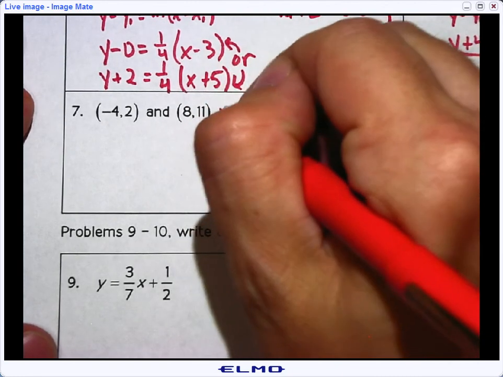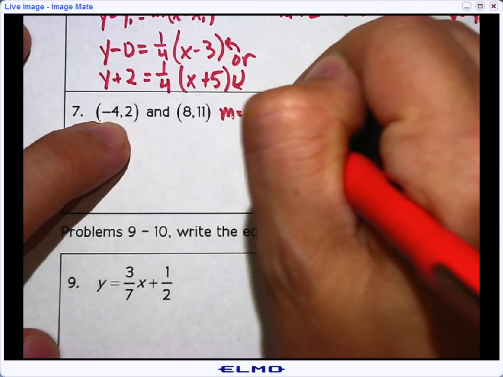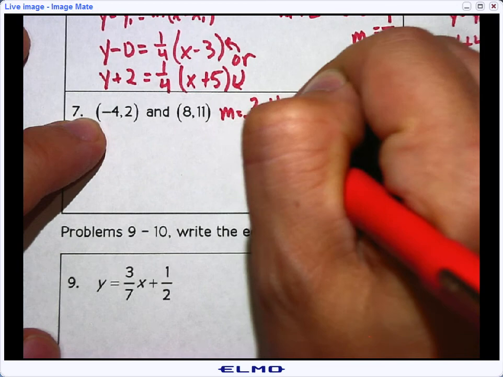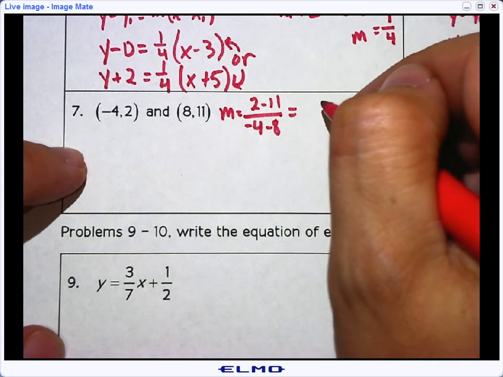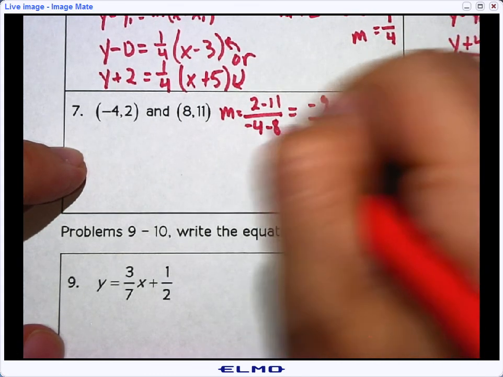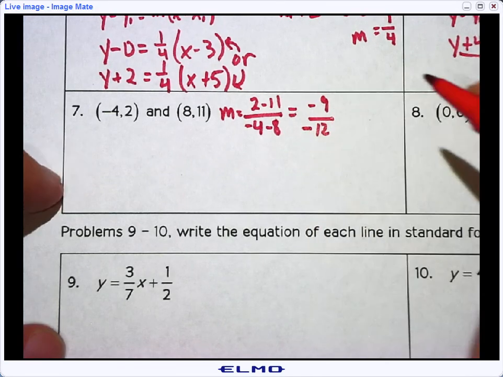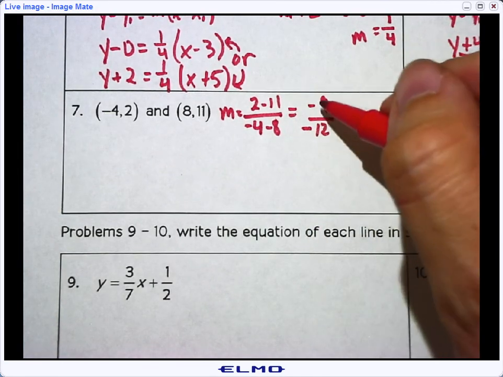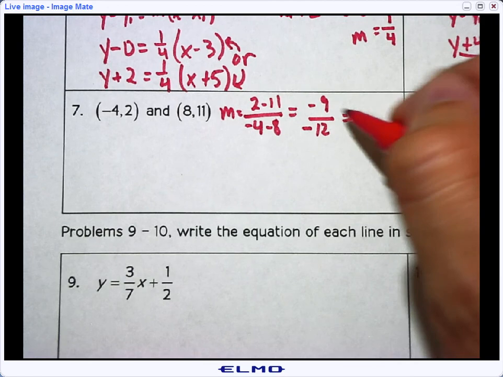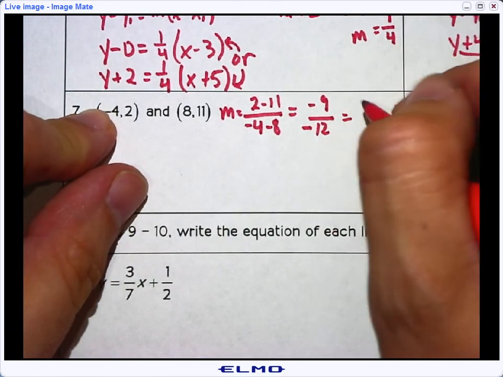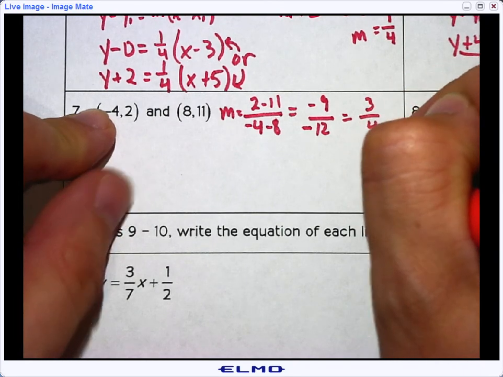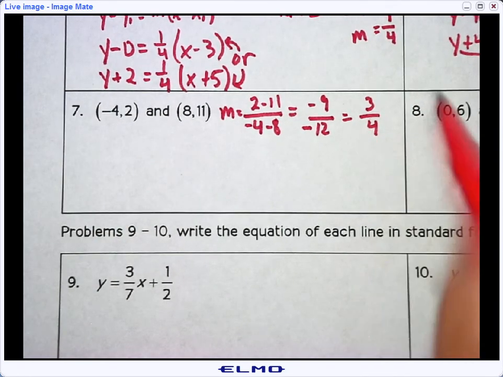All right, number 7, my slope would be 2 minus 11 over negative 4 minus 8. To take away 11 is going to be negative 9, over negative 12. Negatives are going to cancel, so it's going to become a positive. 9 over 12 reduces by a factor of 3. So this turns into a positive 3 over 4. So that is my slope, 3/4.